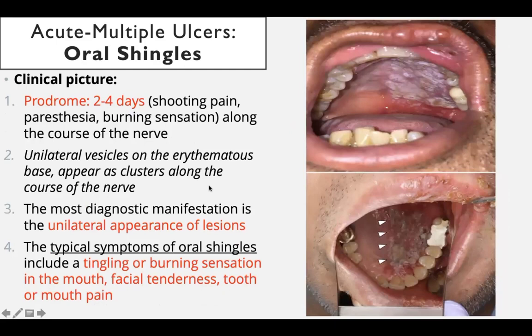Oral shingles: along the course of the nerve, prodrome along the course of the nerve, unilateral vesicles, ill-looking, irregular, along the course of the nerves. Unilateral appearance of lesions along the course of the nerves. Cluster of lesions, unilateral, along the course of the nerves. Tingling and burning, tooth and mouth pain, facial tenderness along the course of the nerves, unilateral.